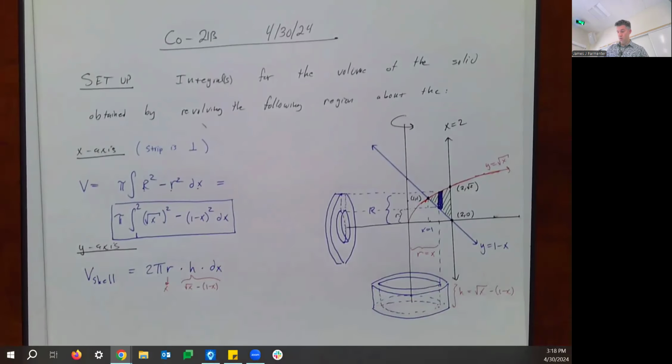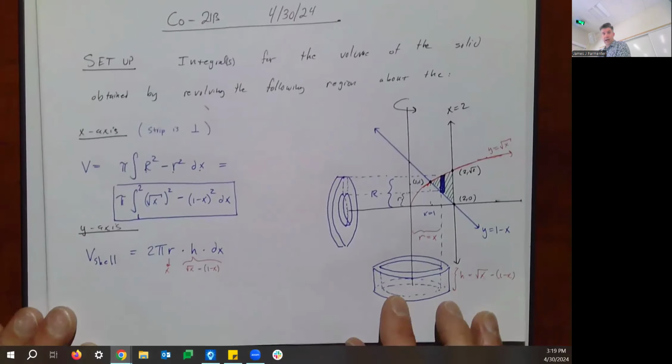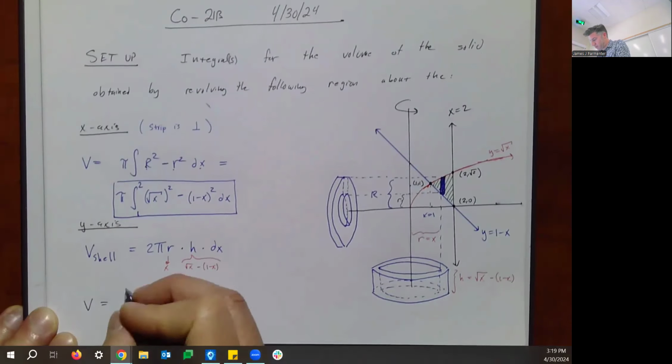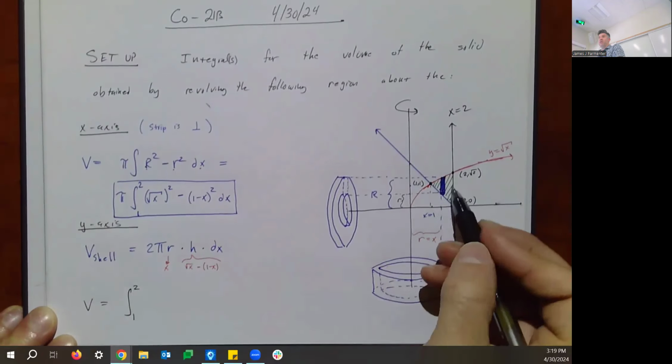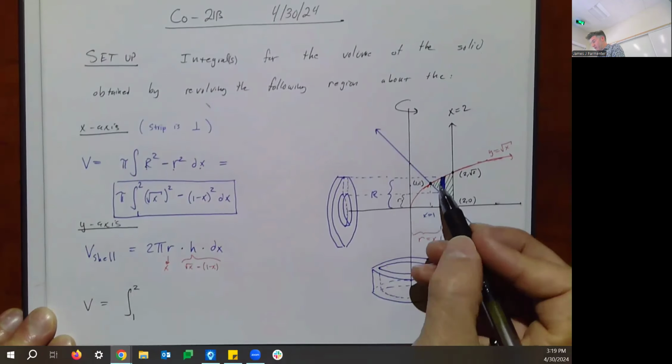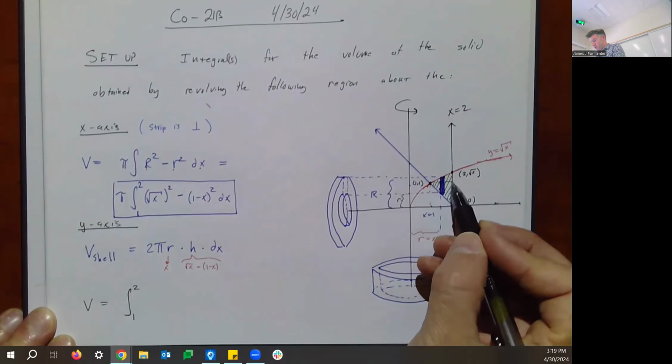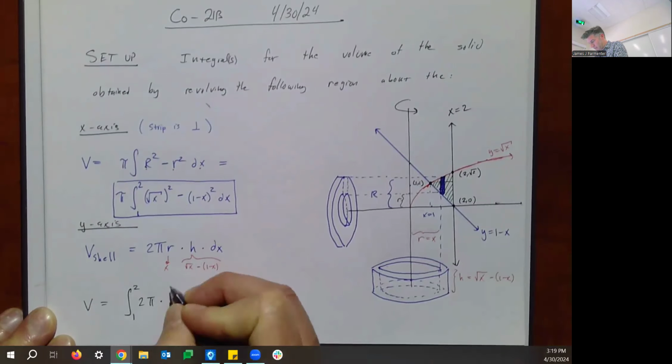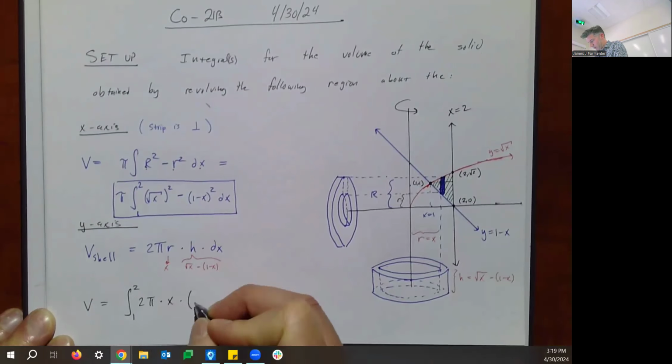So then the total volume, again, quote unquote, adding up all of the shells, or the volumes of the shells, is going to be the integral, also from 1 to 2, because the region didn't change. This little strip still goes as far left as 1, as far right as 2, of 2 pi times x times square root of x minus 1 minus x.